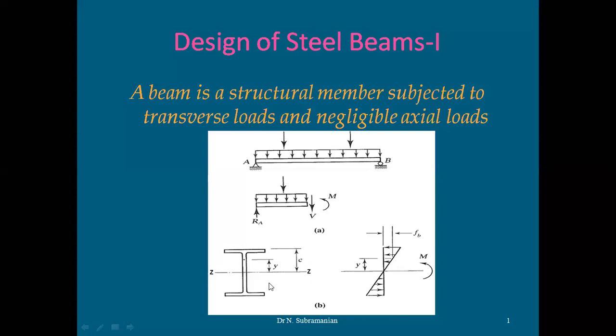So when the section is unsymmetrical, you are supposed to calculate the neutral axis depth. Then the maximum stress is going to be calculated. Above the neutral axis in beams, it will be the maximum compression bending stress. Below the neutral axis, it will be the maximum tensile bending stress. So that is how we are going to design the beam.